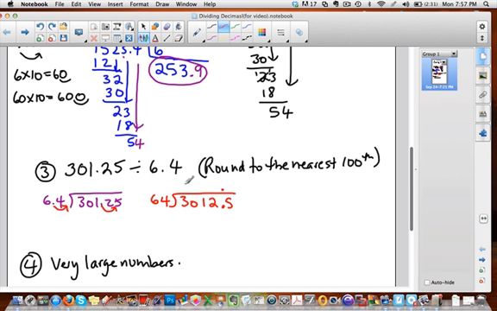Now 64 goes into 3, not at all. I'm putting a 0 here just so you don't make a mistake as to where you put your digits. 64 does not go into 30. 64 does go into 301. How many times does it go into?